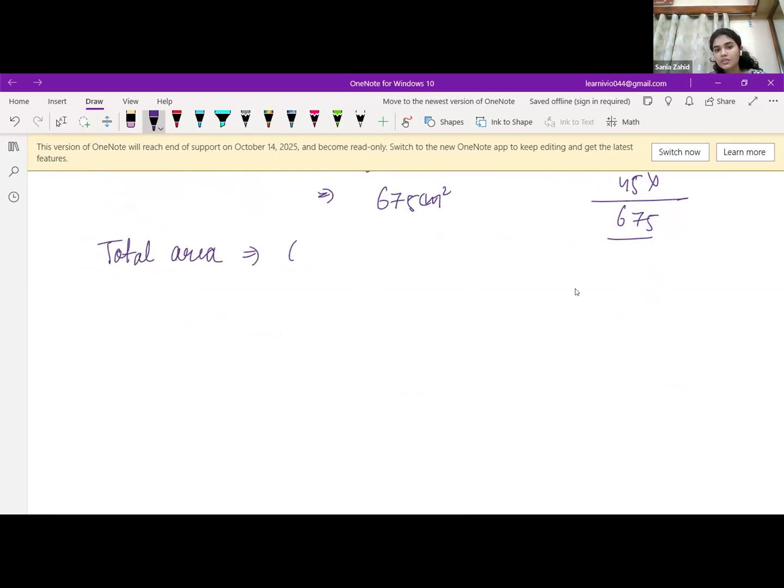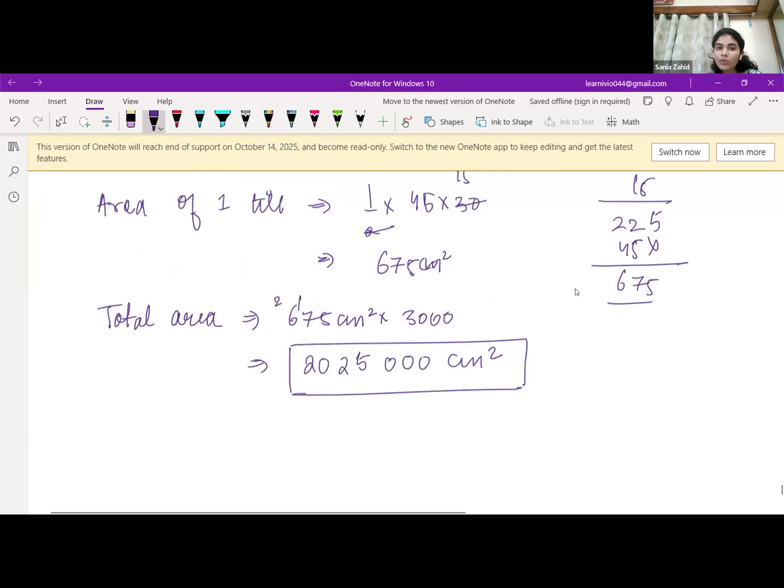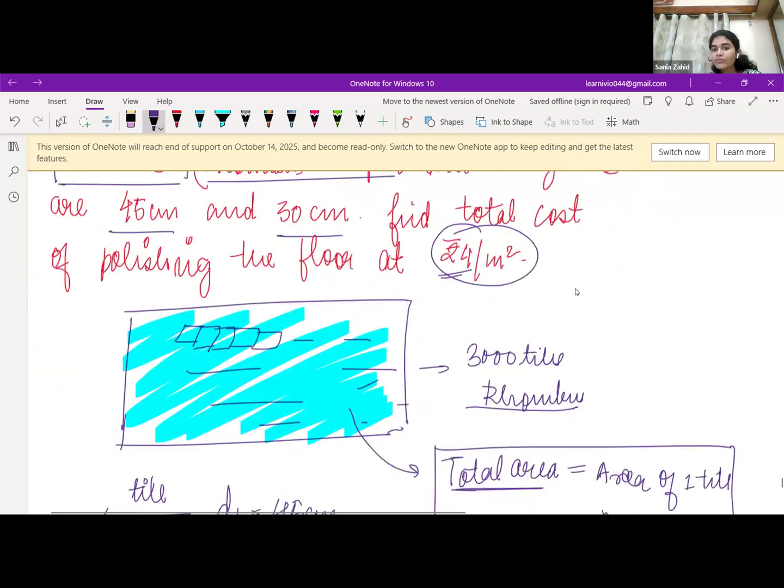Will be 675 centimeters square into 3000, right? How much does it become? 2025 and 3 zeros. 2025 and 30 centimeters square, right? Now, children, this is the total area. Now, what do you have to find? You have to find cost. And what is the cost given? Rupees 4 per meter square.